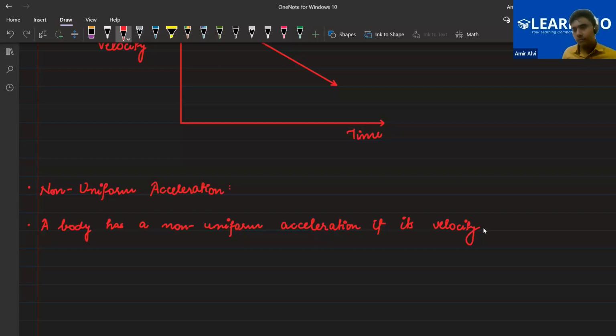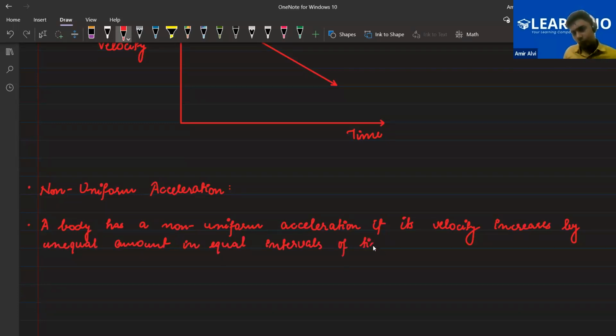If its velocity increases by unequal amounts in equal intervals of time, then it is non-uniform acceleration. Clear, everyone?